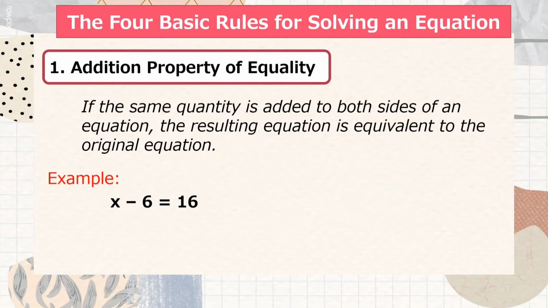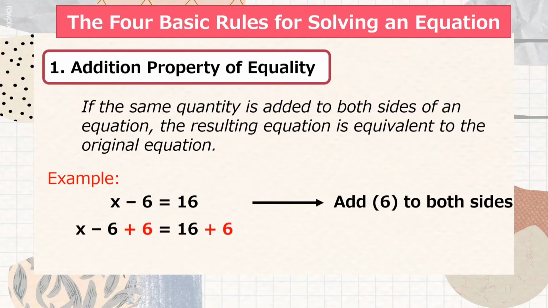x minus 6 is equal to 16. So how do we get the value of x here? We apply the additive inverse method again. We're going to add 6 to both sides. Why do we add? Because the given here is negative 6. So what is the opposite of negative 6? That is positive 6. That's why we add, and that's why it is called the addition property of equality.